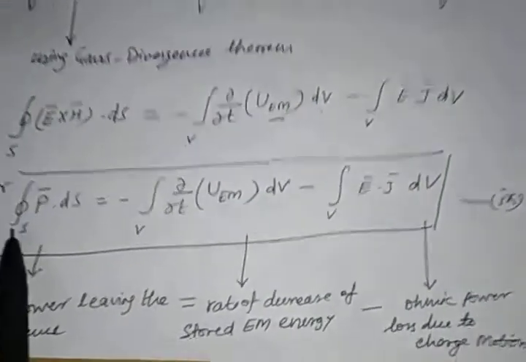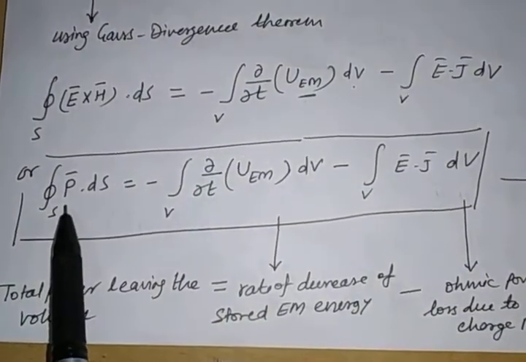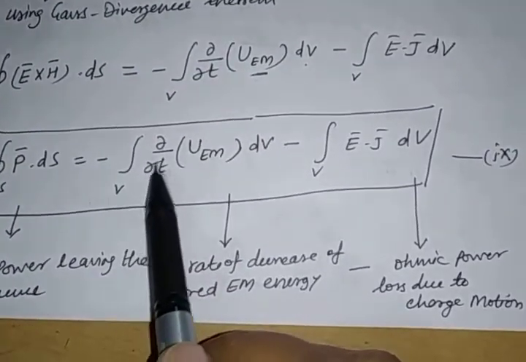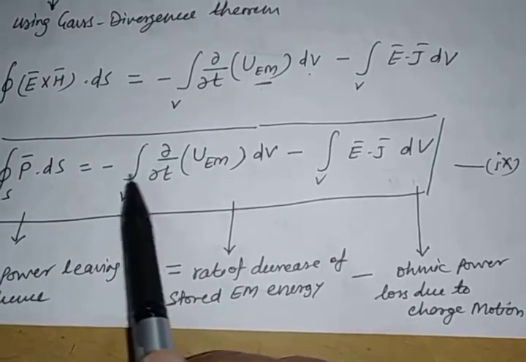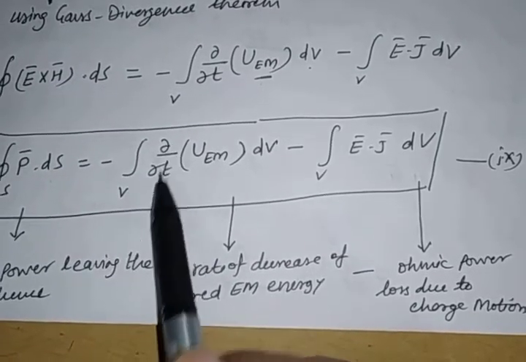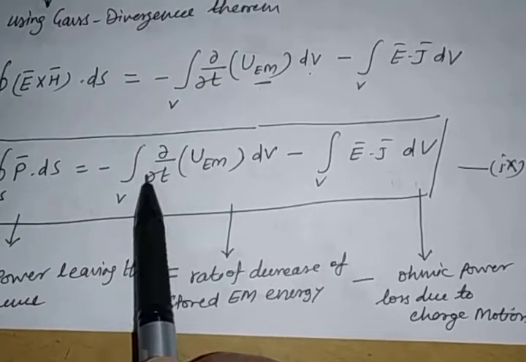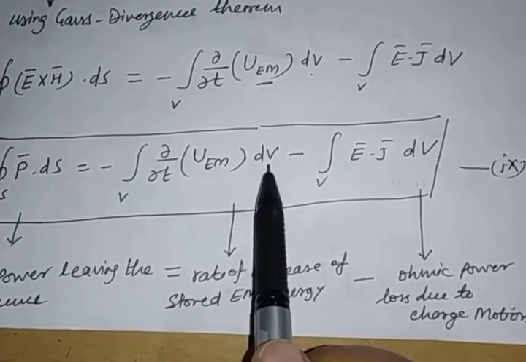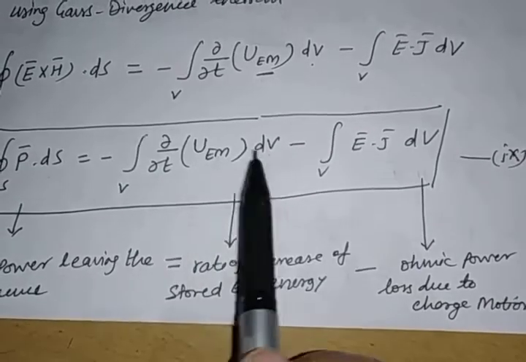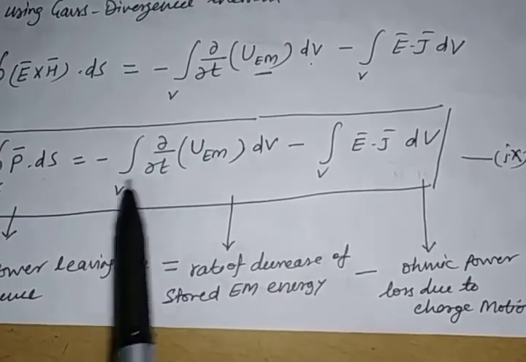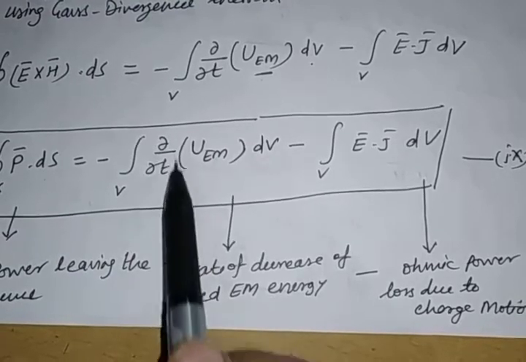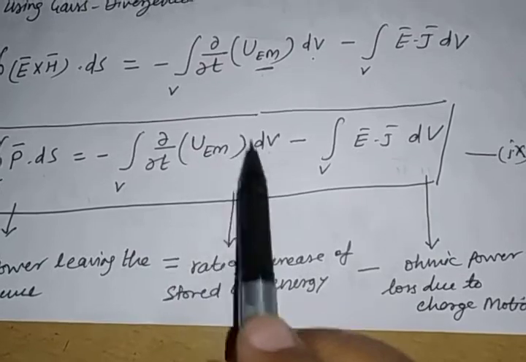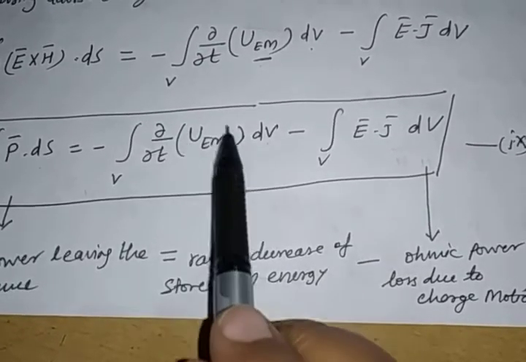So over here E cross H is our Poynting vector, so P dot dS is equal to minus the integral of del by del T, that is the minus and rate, of the volume integral of UEM dV. So what does UEM dV represent? Rate of decrease of stored electromagnetic energy. Rate is given by del T, minus shows the decrease, and this part UEM dV is the energy stored.